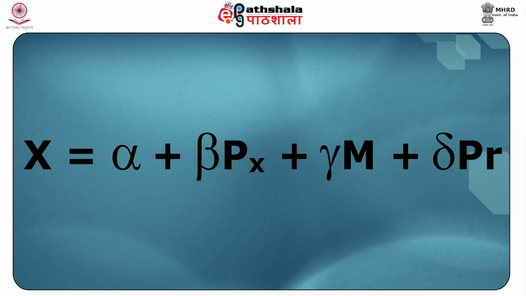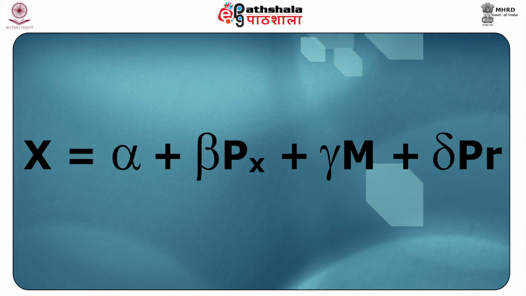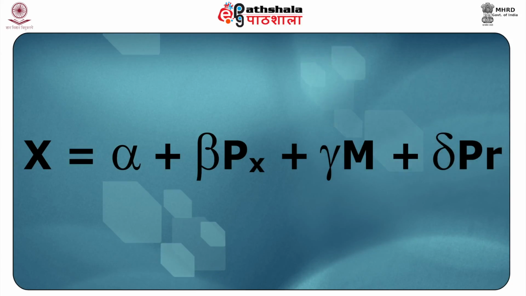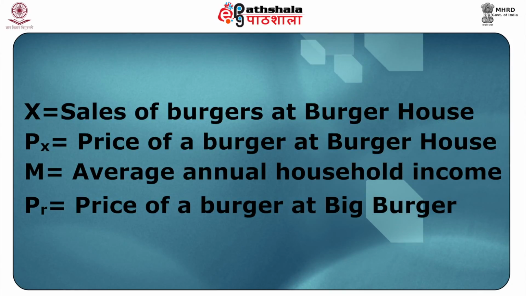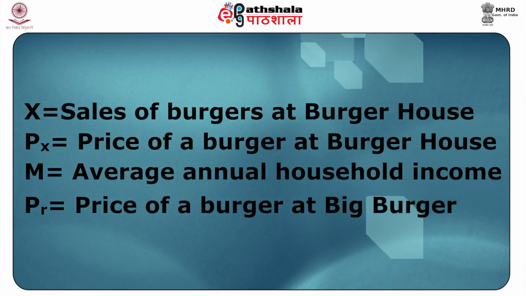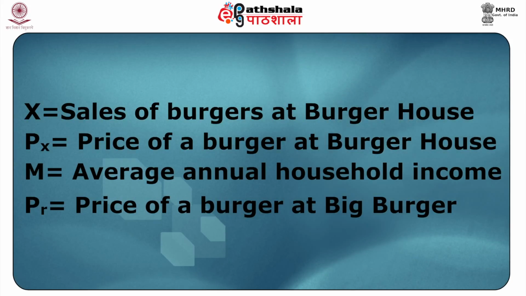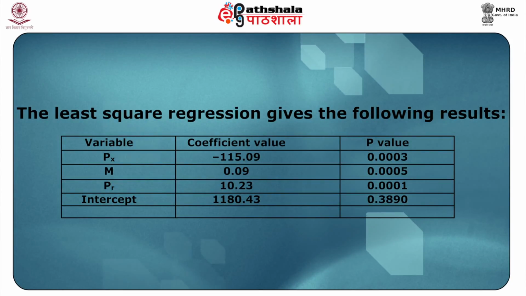X is equal to alpha plus beta Px plus gamma M plus delta PR, where X is equal to sales of burgers at Burger House, Px is equal to price of a burger at Burger House, M is equal to average annual household income, and PR is equal to price of a burger at Big Burger. The least square regression gives the following results.